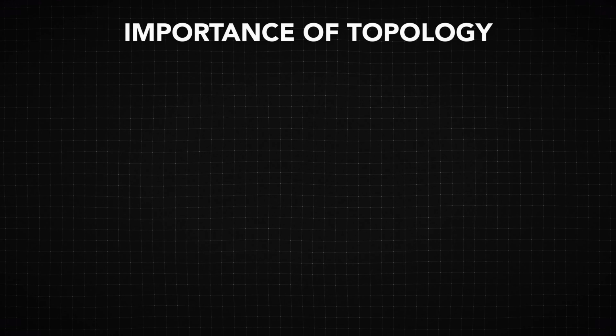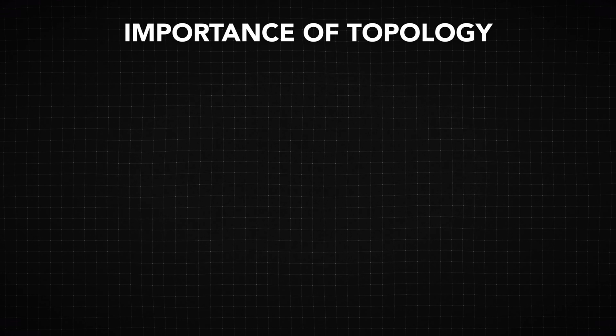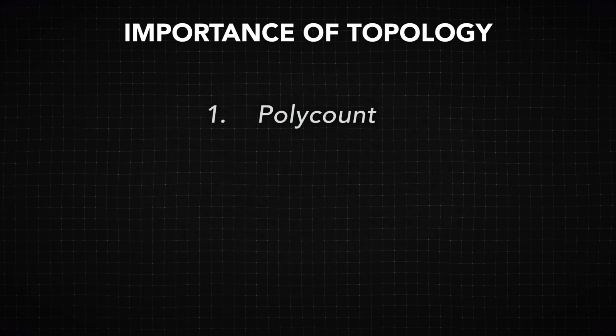Okay, so why is topology important anyway? Like, why do you need to care about it if you're a 3D modeler? I think of three main reasons. Number one is the polycount. The topology is the mesh, so it is what determines the polycount.